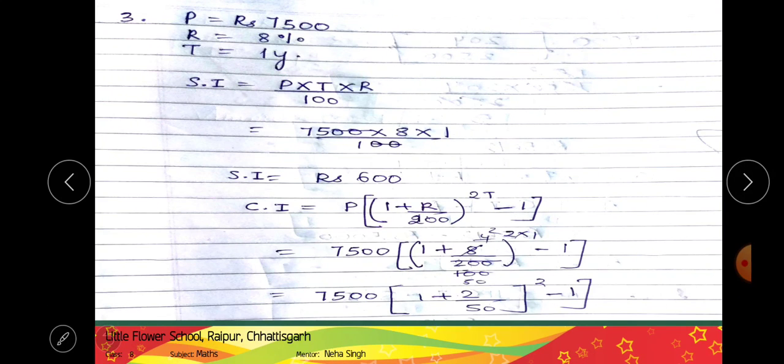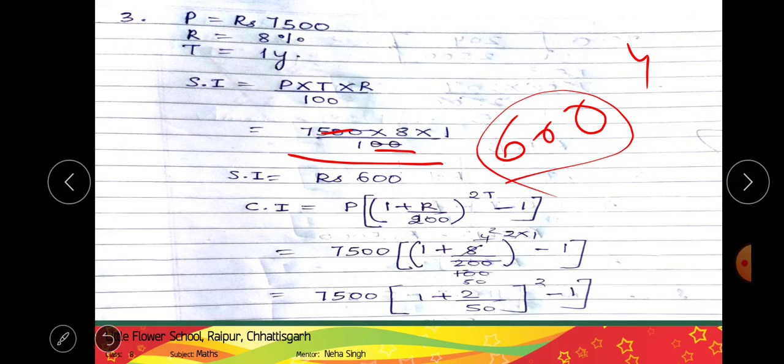Okay, so SI will be 75,000 into 8 into 1 upon 100. So these zeros are getting cancelled. 75 into 8, 8 5s are 40, 0 and 4 carried, 8 7s are 56 and 4 is 60. So rupees 600 is the simple interest.